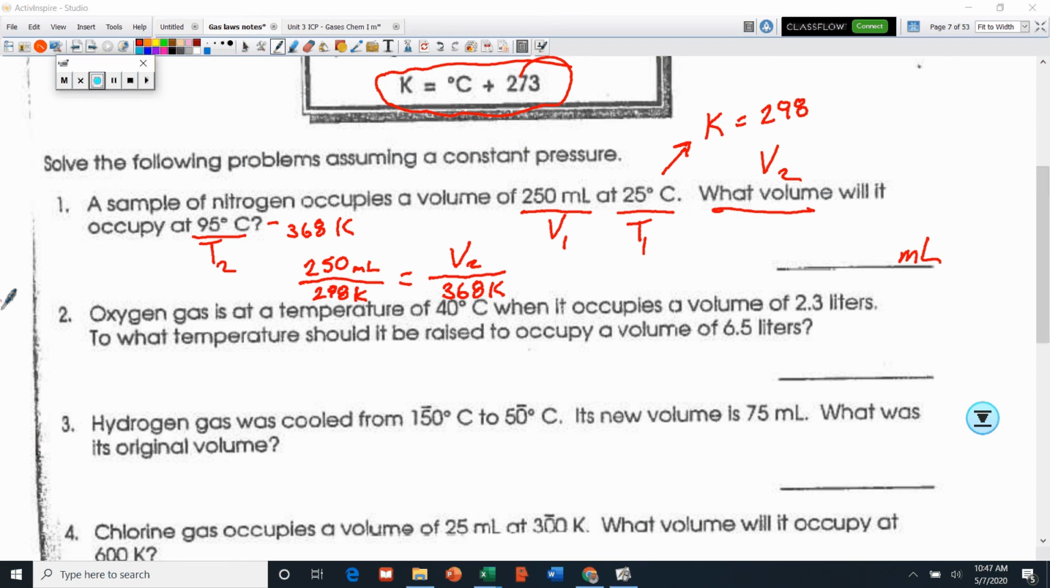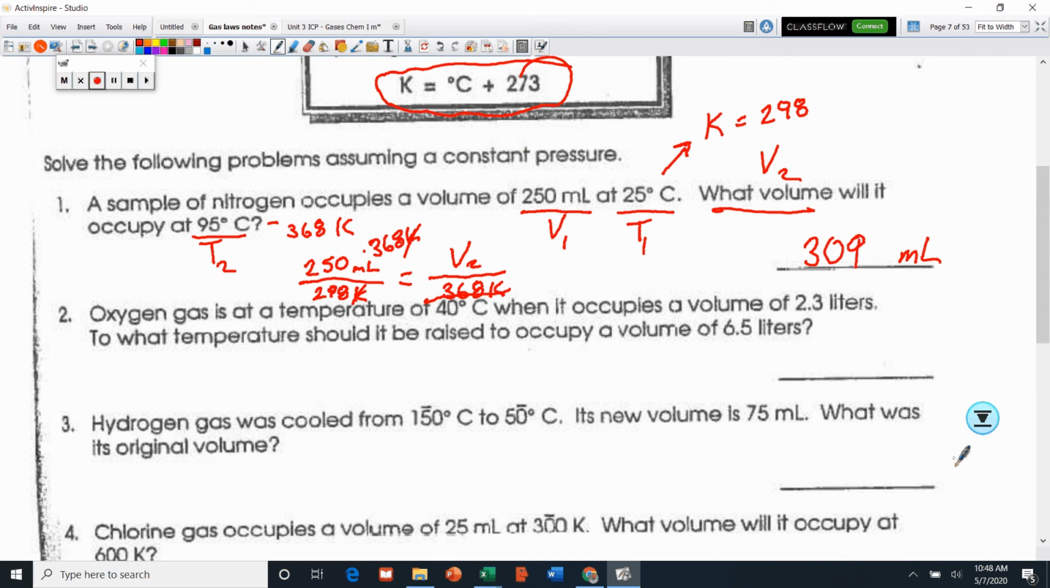All right. So solving this one, the first thing that I'm going to do is multiply each side by 368 to get rid of it from this side. So 250 times 368. That's also going to allow me to get rid of my Kelvin units. And then I will divide it by 298. And that's going to give you an answer of 309.